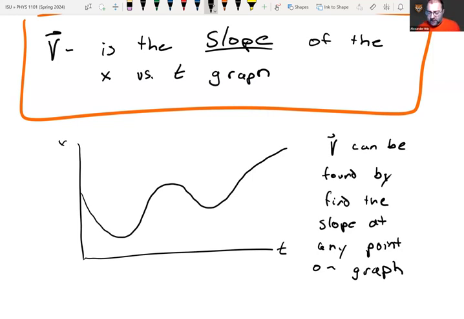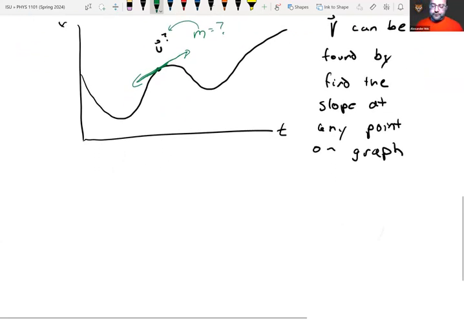So, there's no readings here, but let's say I wanted to know the slope right here. So I want to know what is v right there. Well, basically what I could do is draw some little line that has roughly the same slope as the graph at that point. And then I could find the slope of that line, and that is equal to v. Okay, so that's kind of an important thing that we can do.